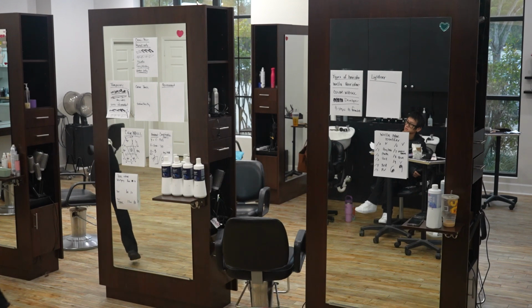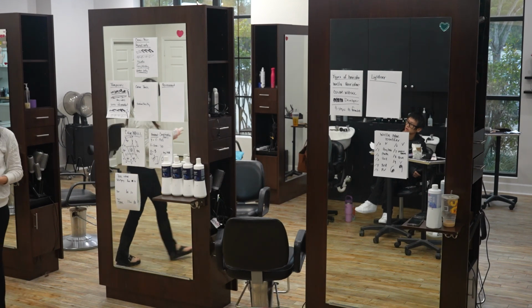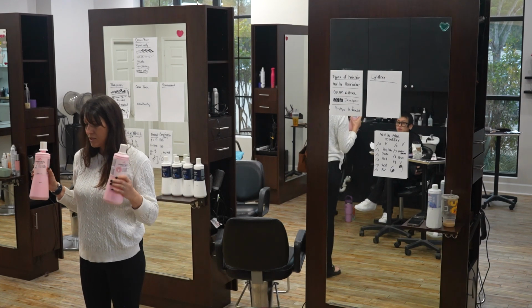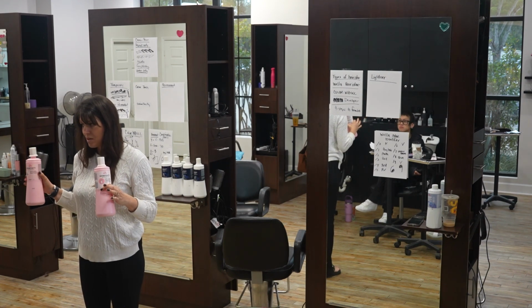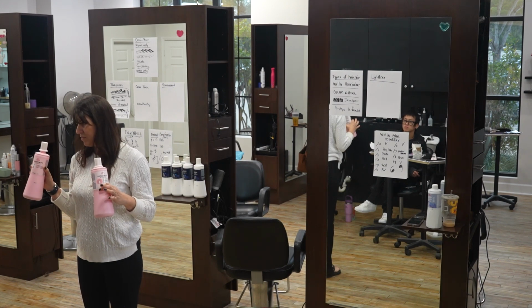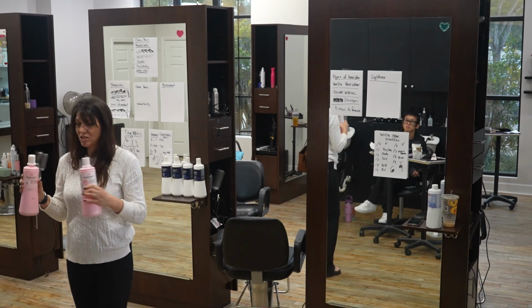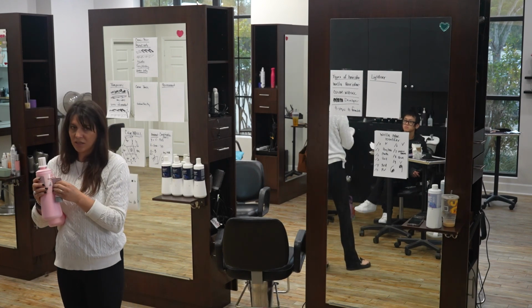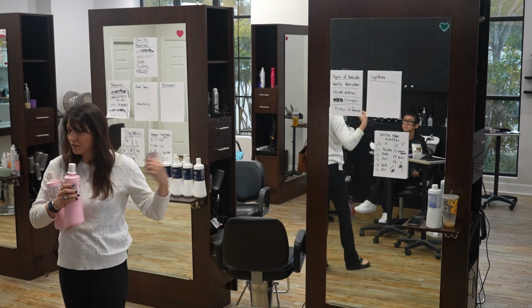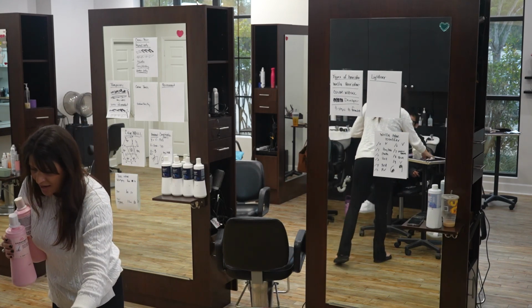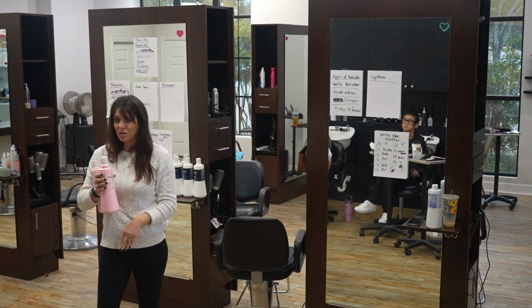With Shinefinity, you have 2 different options. You have the brush and the bowl, and you have the bottle. This is 1 to 1. It doesn't actually tell us what the developer level is, but what you want to know is that this only mixes with this. You can't find another developer and mix it because the technology in this one is that the pH naturally goes down by the end of the service.